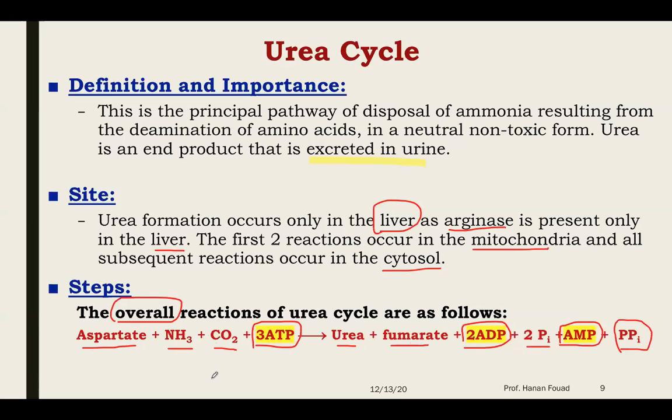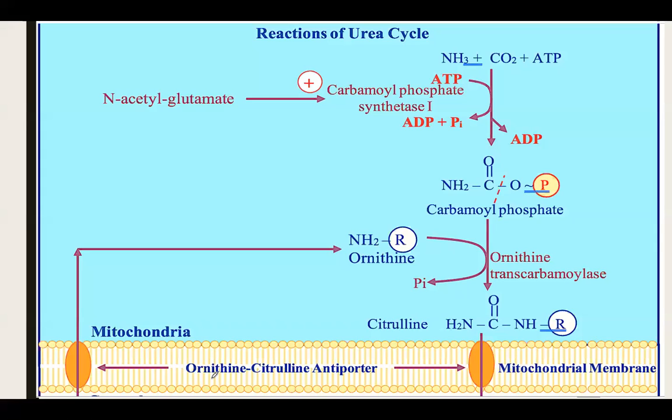We are going to discuss the details of urea cycle enzymes. Do you see this blue area? This blue area is the mitochondria. I have 2 enzymes which occur in the mitochondria.